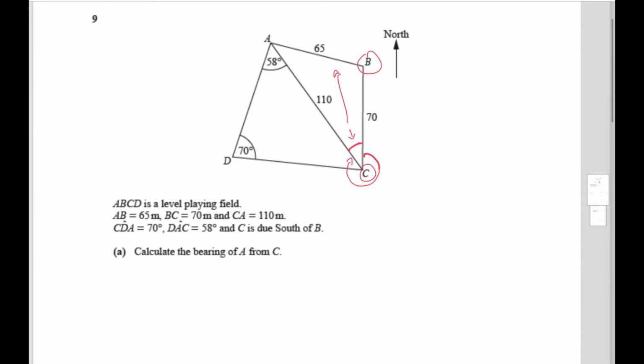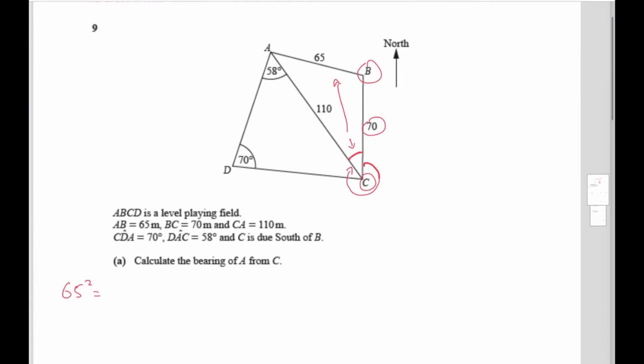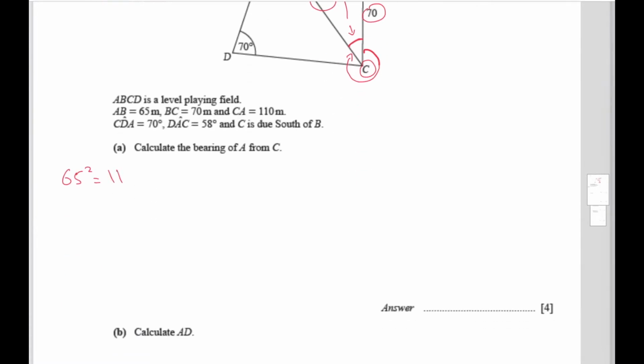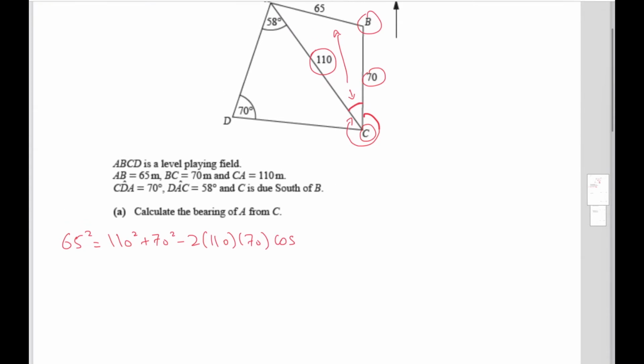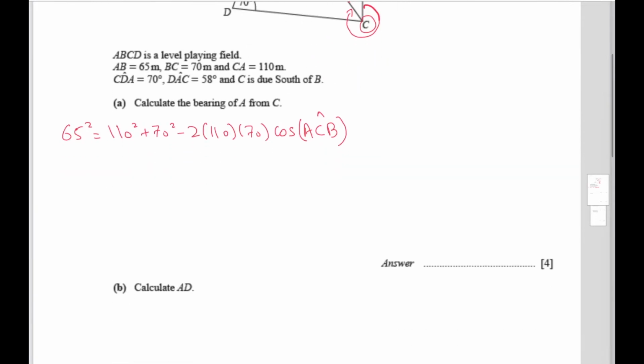Since 65 is in front of this angle, the cosine rule would be 65 squared is equal to 70 squared plus 110 squared. So we write it like this: 110 squared plus 70 squared minus 2 times 110 times 70 times cos of, let's say, ACB over here. Now, let's move everything to the other side except cos ACB. So we keep 65 squared on the left side and we bring every other thing to the left side as well. So we have all of this divided by negative 2 times 110 times 70.